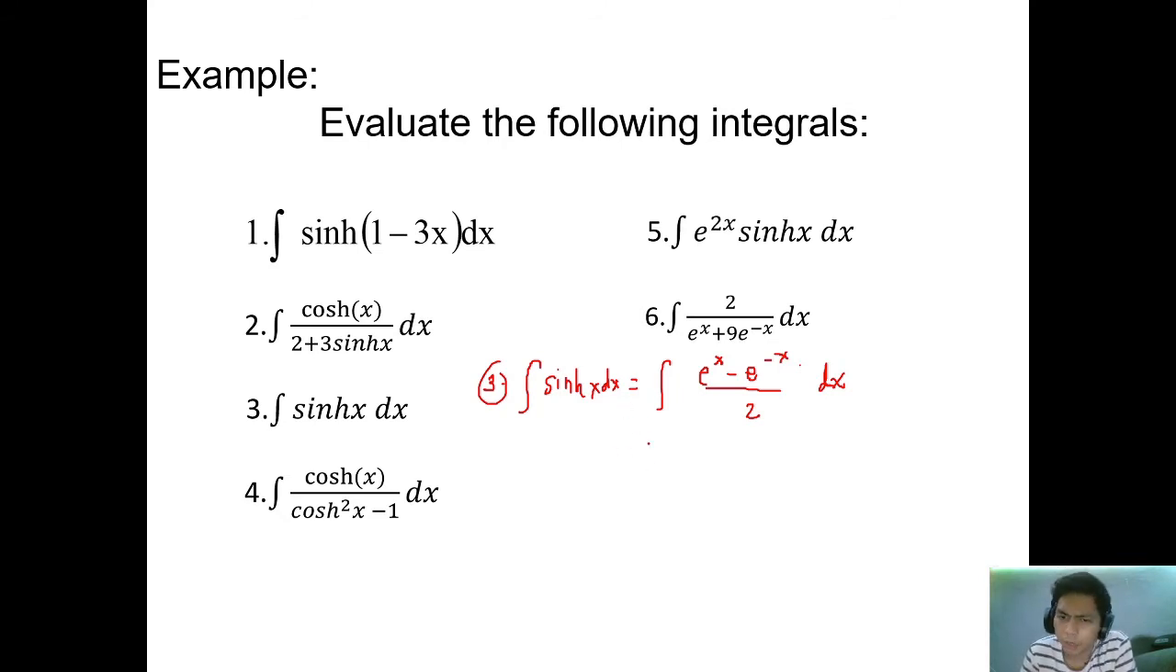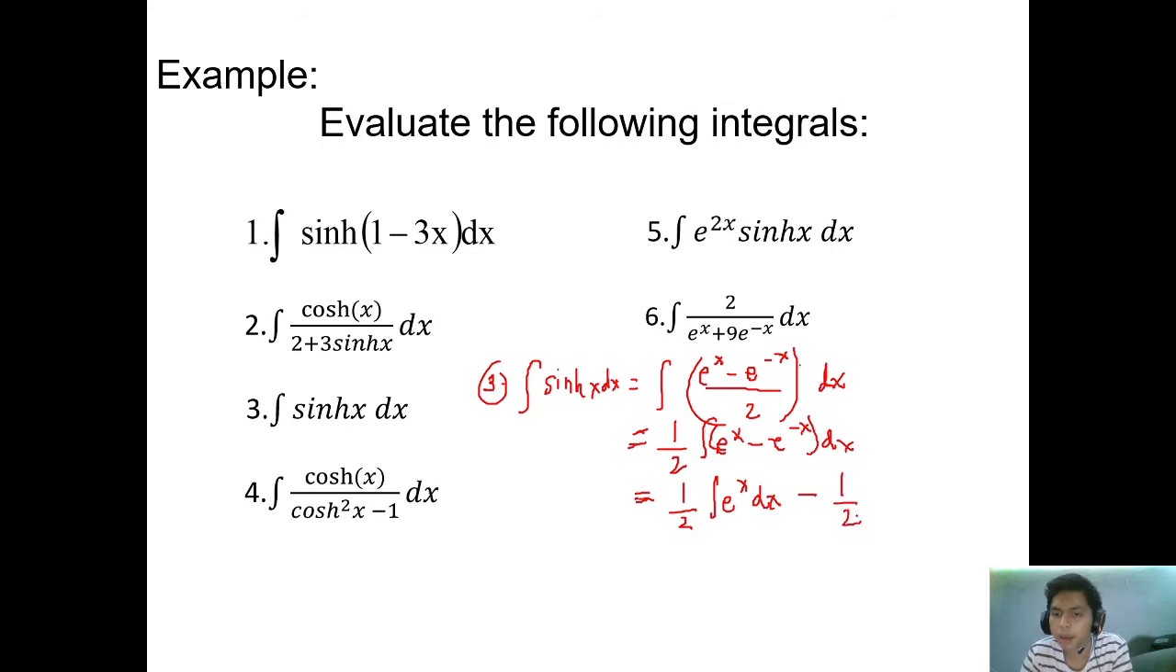So how are you going to integrate that one? Very simple. We are going to bring out the constant, then that's 1/2 times the integral of e^x minus e^(-x) dx. Close parenthesis first so that when we distribute, we will not forget 1/2. So here it's 1/2 integral of e^x dx minus 1/2 integral of e^(-x) dx. Remember in our previous lesson, the integral of e^x dx is just equivalent to e^x, right? So therefore, this is 1/2 e^x minus, so let u be negative x. du is negative dx.